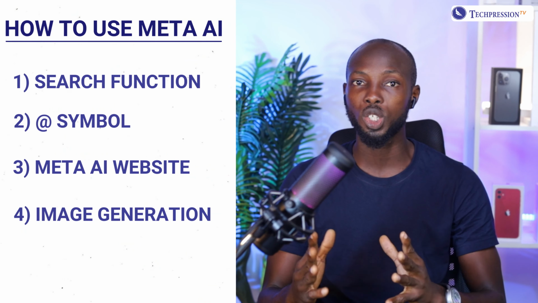The fourth way to use Meta AI is through image generation. Images can be generated on WhatsApp, Facebook Messenger, on Instagram, and on the website as well. Simply put the slash symbol followed by imagine and then your prompt or text. Multiple types of images can be easily generated using this method. Let's try that now on PC.